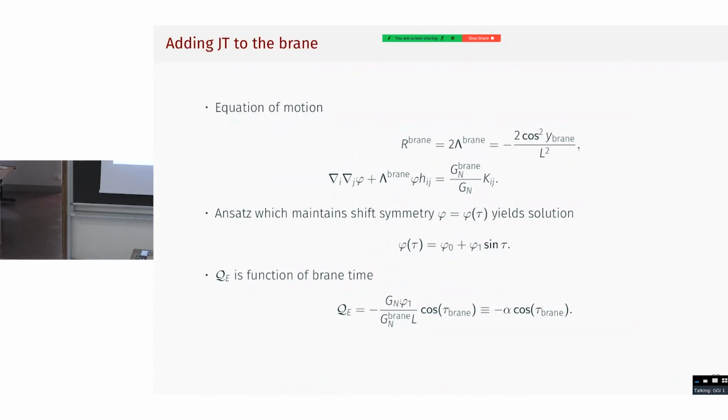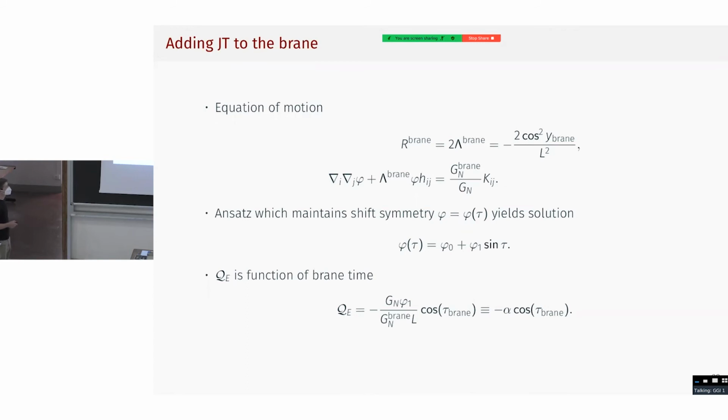In terms of the solutions for JT, that sort of addresses Roberto's question: we can set the location of the brane by choosing an appropriate cosmological constant for JT, related to the brane location like so. And then the equation of motion for the dilaton takes the general form like this.